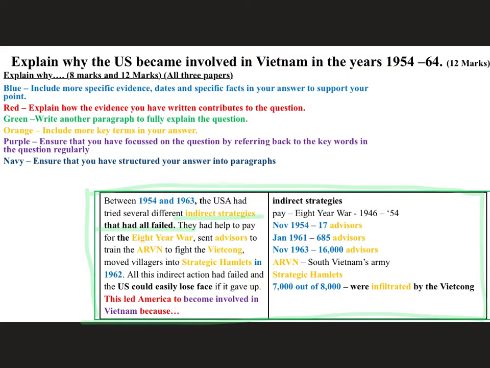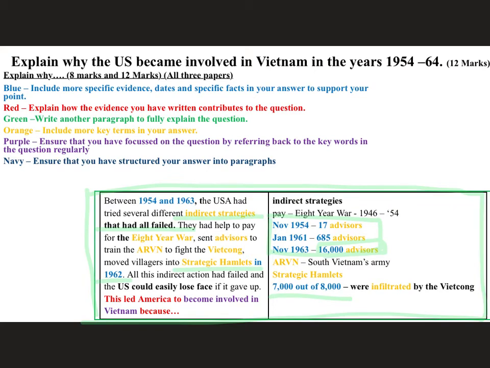So between 54 and 63, the USA had tried several indirect strategies. Remember, an indirect strategy is where you don't put soldiers in, you don't put boots on the ground. You try and do things that make the result you want come out of it without actually doing the fighting. But they'd all failed. They'd paid for the 8-year war, 46 to 54. They sent advisors to train the ARVN, and I've got some numbers here for you about the number of advisors, culminating in this 16,000 advisors under Kennedy's presidency, okay? They'd also moved villages into strategic hamlets in 1962, okay? And we know that 7,000 of the 8,000 strategic hamlets were infiltrated by the Viet Cong.